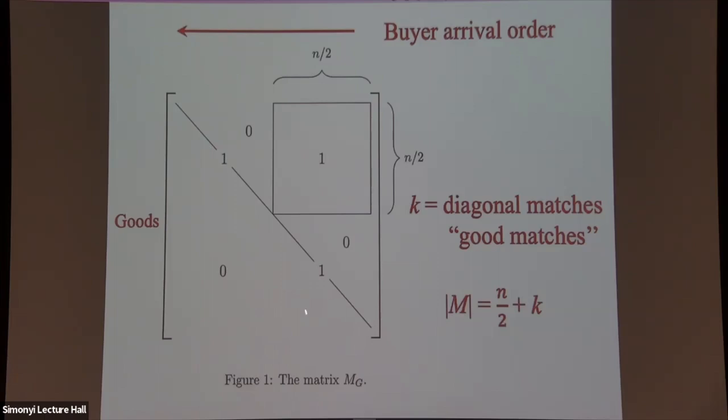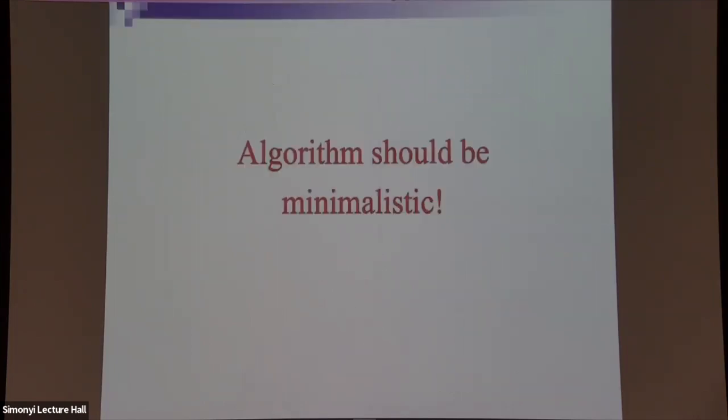But how will you get lots of diagonal matches when you're picking a random one out of this column? Most likely you'll end up here in that sink. And so in fact, this does only marginally better. It's just half plus log n over n, no better. And that's very easy to see. So how should we do better, right? How can you beat that algorithm? That's kind of, in some sense, the natural algorithm, right?